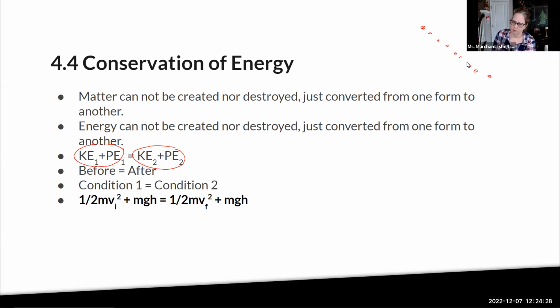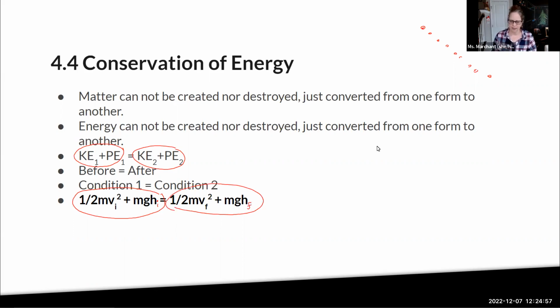As we're picking up speed, the kinetic energy is going to increase. As we're decreasing down the hill, the potential energy is going to decrease. How do we know this? By looking at the formulas. So condition one, 1/2 m times the velocity initial squared plus mgh, and that's your height initially, is going to equal those same conditions at the end.